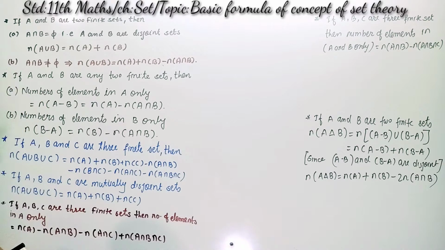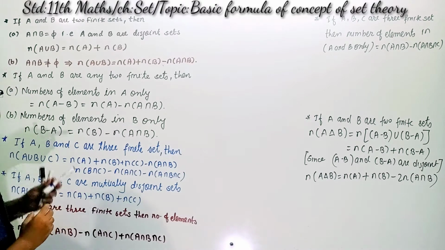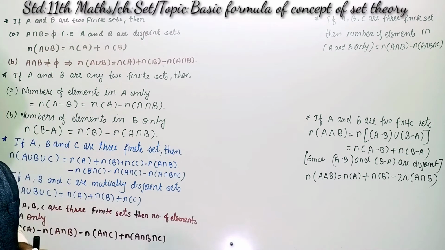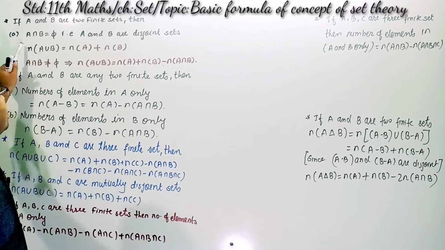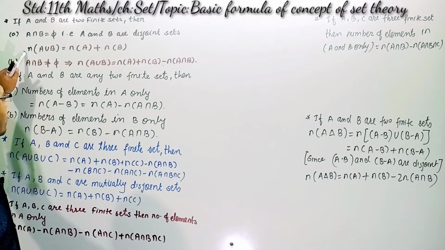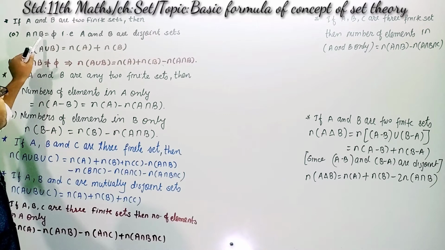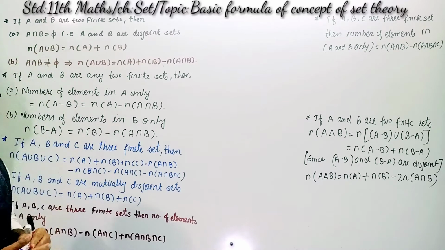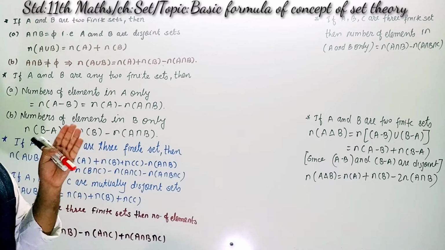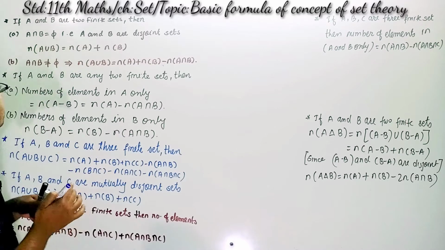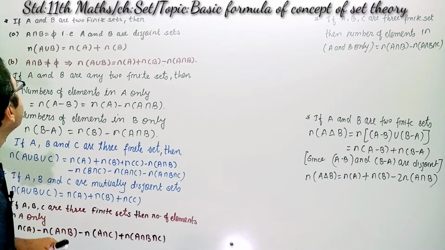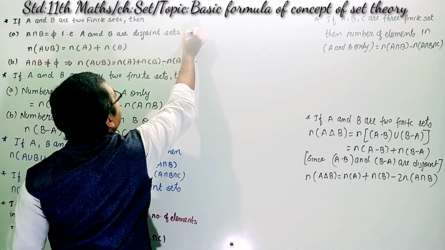The first statement is: if A and B are two finite sets, then there are two conditions. Understood? There are two conditions. In the first condition, if A intersection B is empty, students, keep it in mind that both the sets are finite, but their intersection is empty. So we will draw the first diagram.